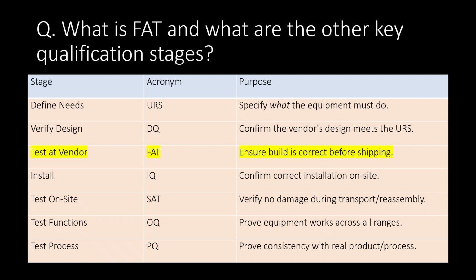First question: what is FAT or factory acceptance test, and what are the other key qualification stages? FAT or factory acceptance test is done to ensure build is correct before shipping. Other important qualification stages are URS user requirement specification, DQ design qualification, IQ installation qualification, SAT or site acceptance test, OQ operational qualification, and PQ performance qualification.